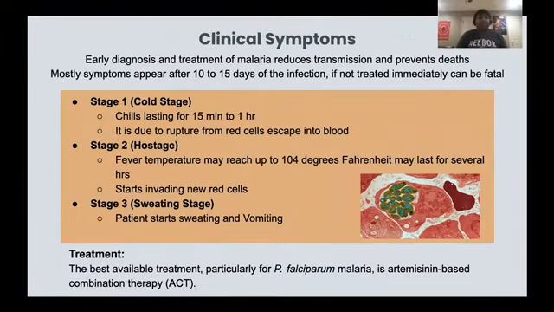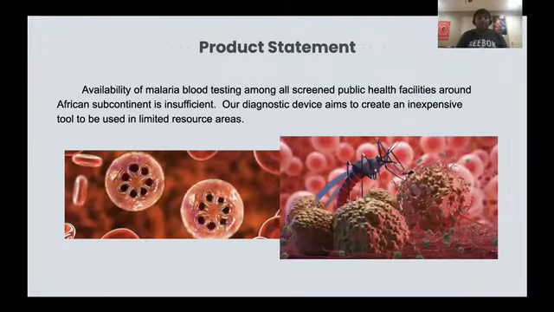Most symptoms appear after 14 days of the infection. So there are 3 stages: the cold stage, hot stage, and sweating stage. So if not treated immediately, it can be fatal. So availability of malaria blood testing among all screened public health facilities around the African subcontinent is insufficient. Our diagnostic device aims to create an inexpensive tool to be used in limited resource areas.